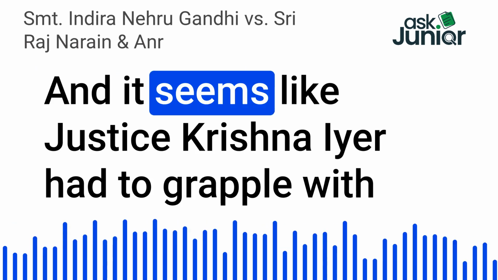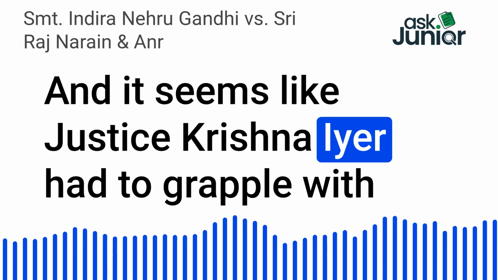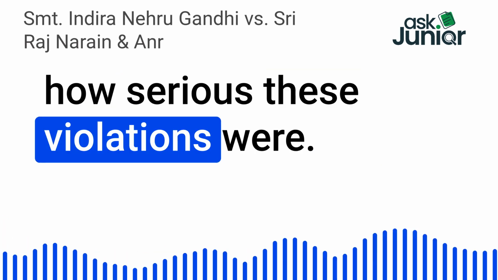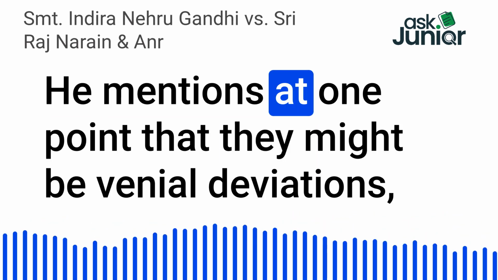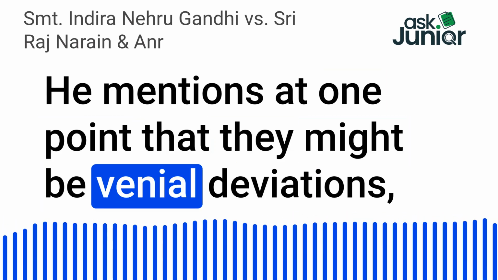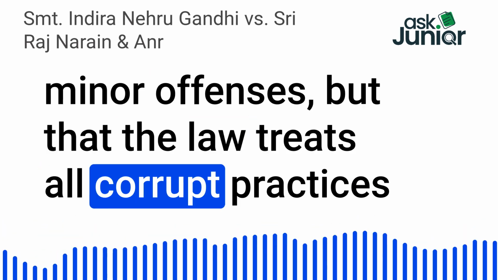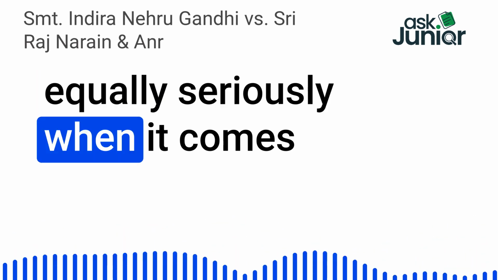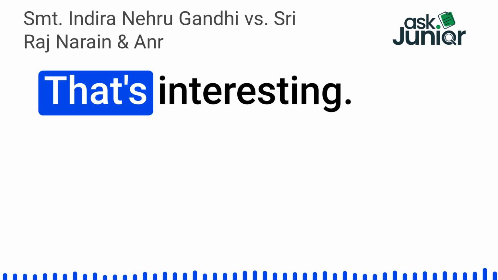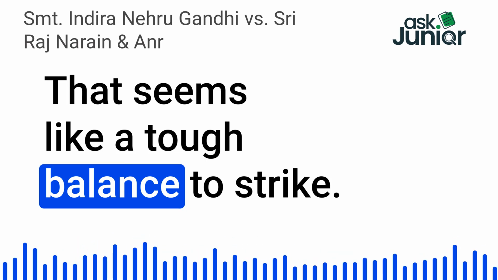Interesting. And it seems like Justice Krishna Iyer had to grapple with how serious these violations were. He mentions at one point that they might be venial deviations, minor offenses, but that the law treats all corrupt practices equally seriously when it comes to invalidating an election. That seems like a tough balance to strike.